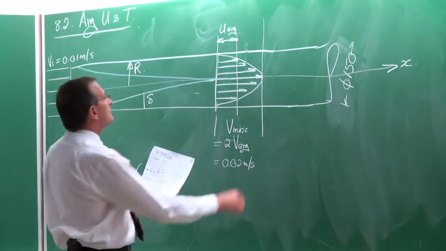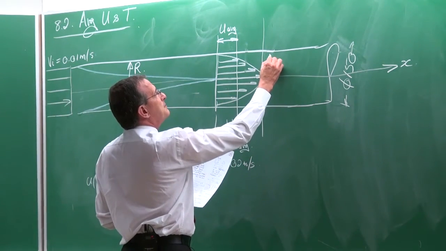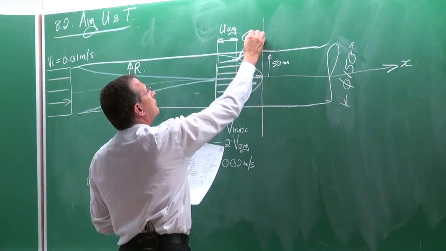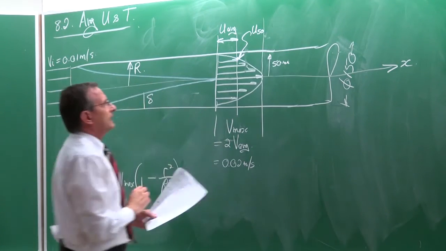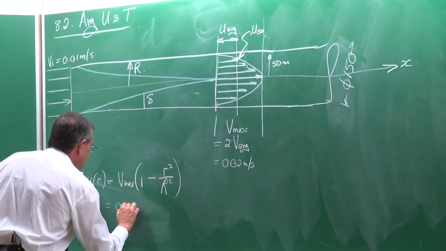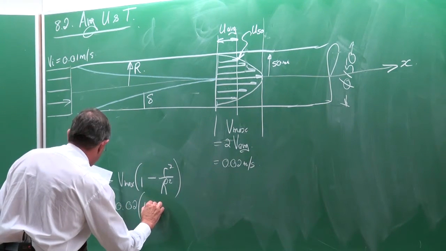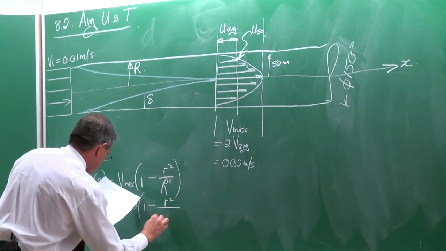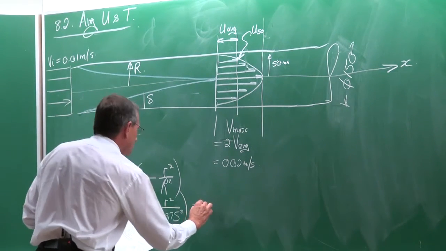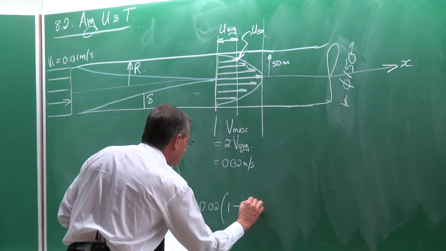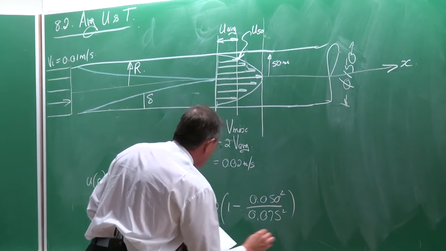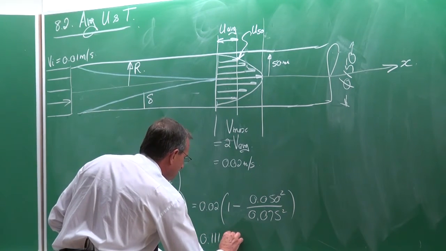So if we are interested to know at 50 millimeters from the center line, what would the velocity be at that point there? Let's call it U50. It is very easy to calculate because the maximum velocity is equal to 0.02 multiplied by 1 minus r squared divided by 0.075 squared. That would then be equal to 0.02 multiplied by 1 minus 0.050 meters squared divided by 0.075 squared, and that would give us the velocity of 0.111 meters per second.